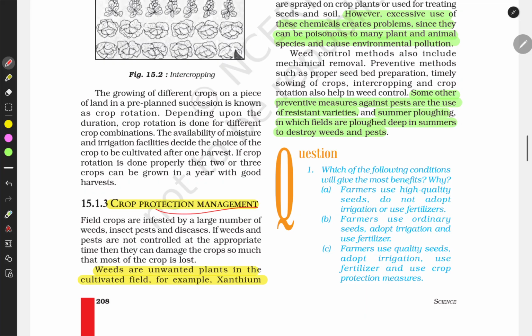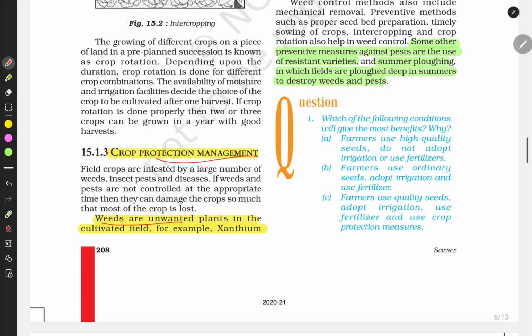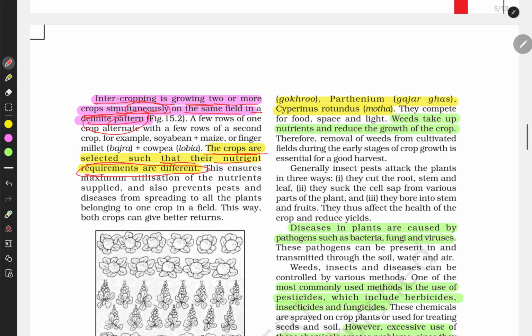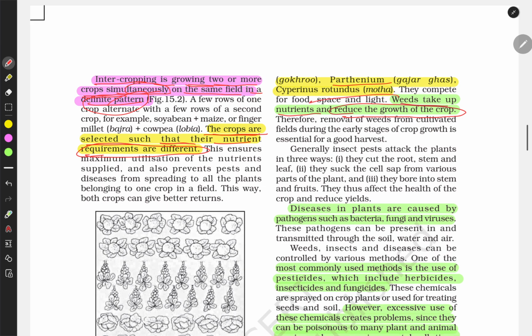Crop protection and management. Weeds are unwanted plants in the cultivated field. For example, these are the Xanthium and Parthenium. These are the weeds. Weeds take up the nutrients and reduce the growth of the crop. So we have to make sure we do not let the weeds grow, because they will unnecessarily take the nutrients of the soil.